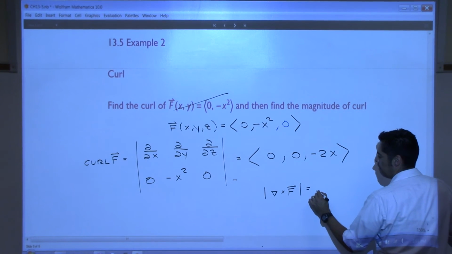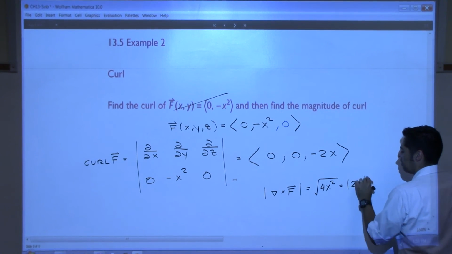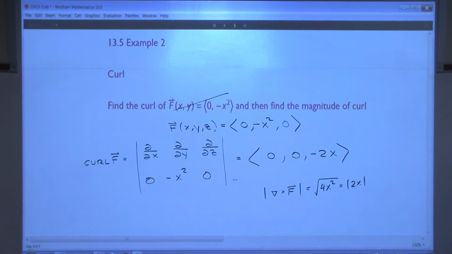Square root of 4x squared, which is actually the absolute value of 2x. Okay.